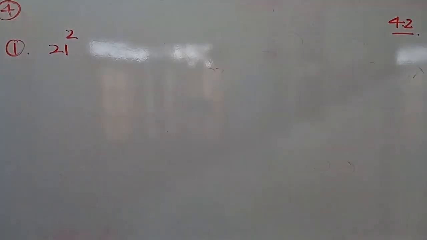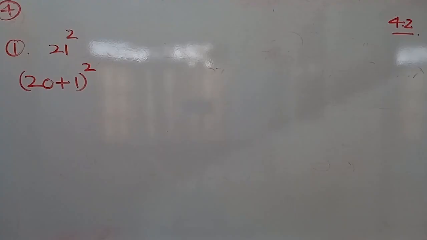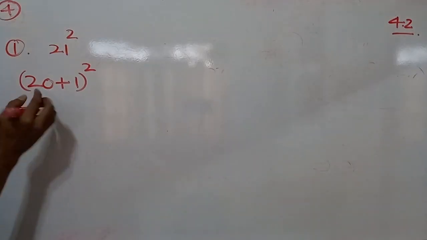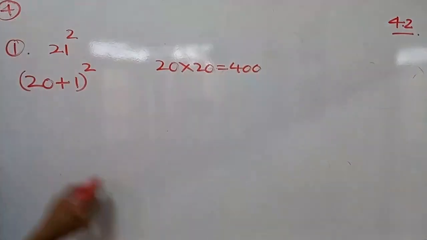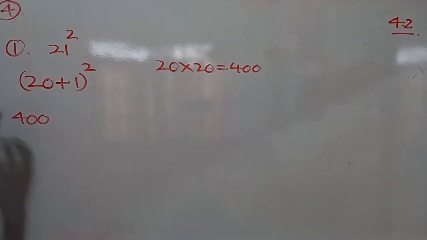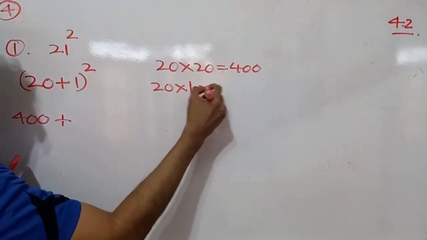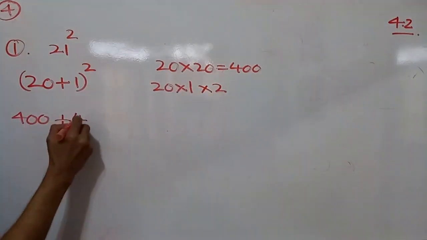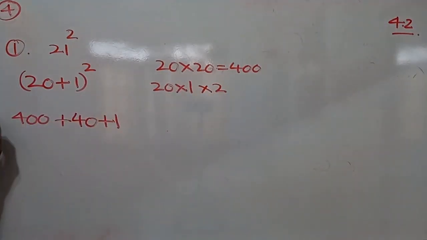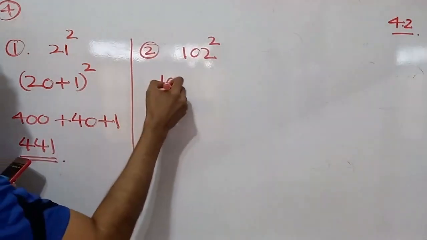21 square. Okay, so we can write this as what? (20 + 1) whole thing square, right? So square of 20, that is what? 20 into 20, we know that is 400, right? So here we have 400. Then 20 into 1 multiplied by 2. 20 times 2, that is what? 40. Plus 1. So what is the answer here? 441.